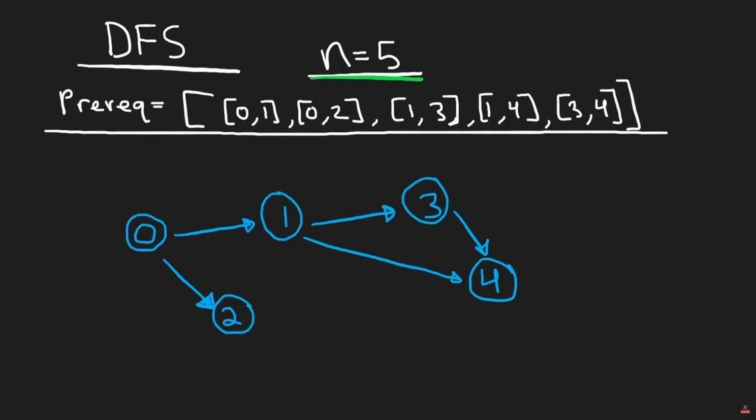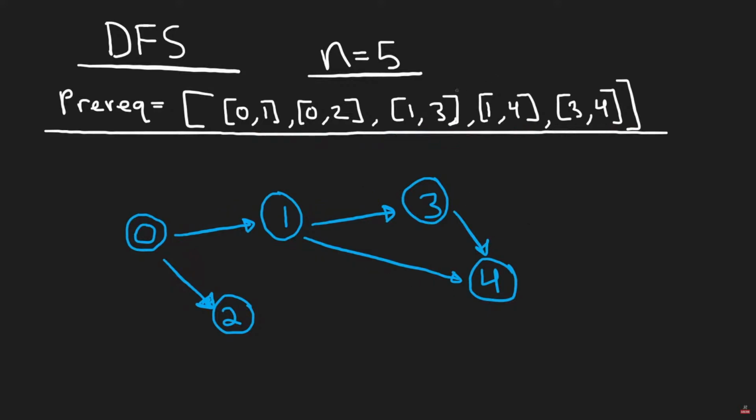So we're given 5 nodes. So we have 0, 1, 2, 3, 4. That's 5 nodes. We're also given 5 prerequisites. So in this case, we end up having 5 edges, right? From 0 to 1, 0 to 2, 1 to 3, 1 to 4, and 3 to 4.